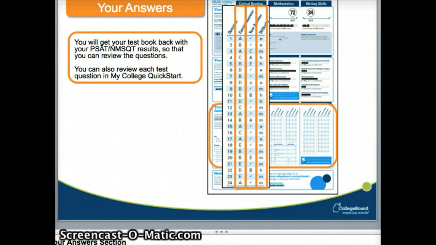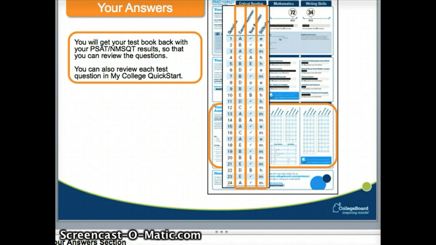The middle section of the report is the Review Your Answers section. When students receive their score report, they also get their test book, the one that they used when they took the test. Using their actual test book helps students make the most of the Review Your Answers section, since they're able to go back to questions they got wrong, and with the help of the explanations available on the collegeboard.com Quick Start site, they can figure out why they got them wrong.